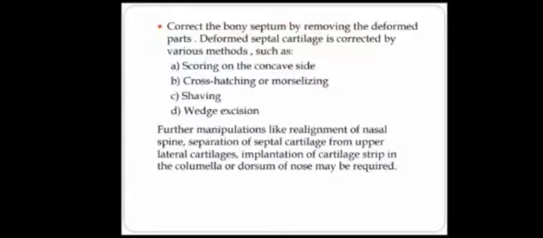Deformed septal cartilage is corrected by various methods such as scoring on the concave side, cross-hatching or morcellizing, shaving, wedge excision. Further manipulation like realignment of the nasal spine, separation of septal cartilage from the upper lateral cartilages, implantation of a cartilage strip in the columella or dorsum of the nose may be required.